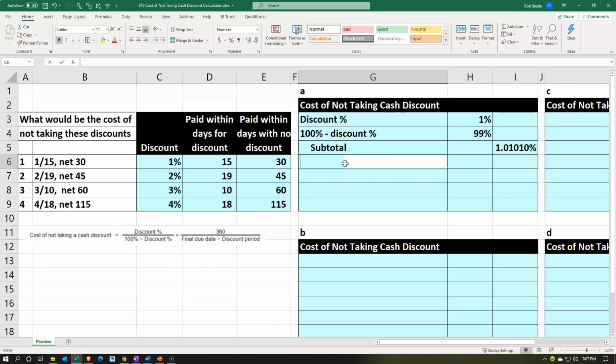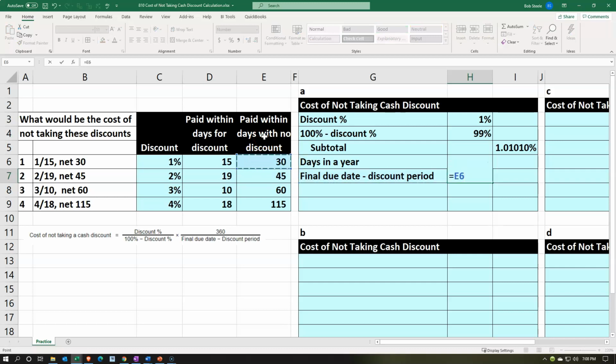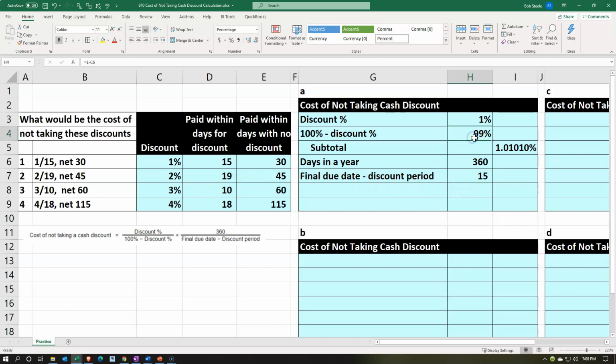I'm going to say, all right, the days in a year, and we're going to assume 30-day months. So 30 times 12, that's where that 360 is coming from. And then we're going to say that's going to be minus the final due date minus the discount period. So for this item, it's 30 minus 15. So, right, because it's going to be due in 30 days minus the 15 days. So that's going to be the period that would be affected by basically this discount period that we'd have to pay early. So let's put some underlines here.